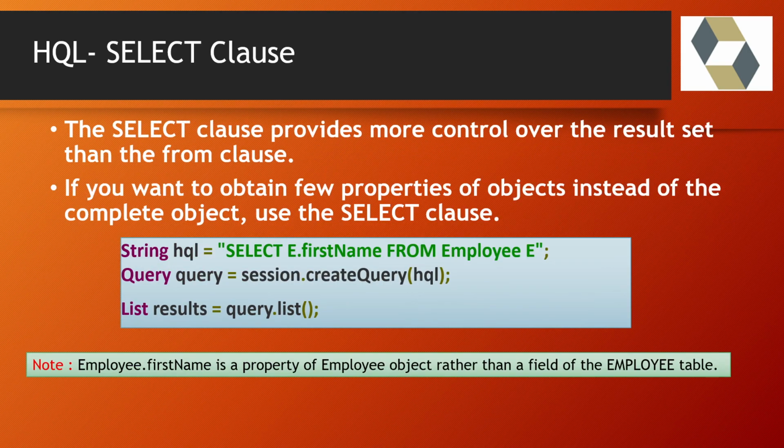We can also use the select statement. If you want to display all the fields, you can just use from; if you want to display specific fields, for example only the first name, then I will use select first name from employee. Then it is the same only. So here, what is first name? It is a property. It is not referring to the table field. It's a property.